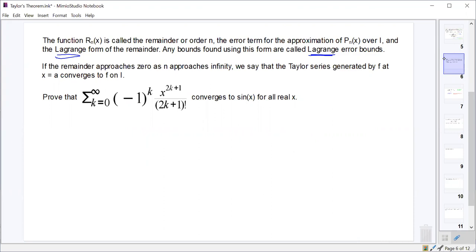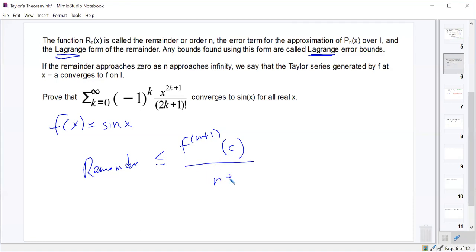So we know that this is the function for sine x, right? I'm going to put that off to the side here. This is f of x equals sine x, if I write it out infinitely, which is what we've done. And let's write out the Lagrange form of the remainder if we truncate anywhere. So what does our remainder end up looking like? Well, we know that our remainder is less than or equal to the next derivative at some value c over n plus 1 factorial times x minus a to the n plus 1.